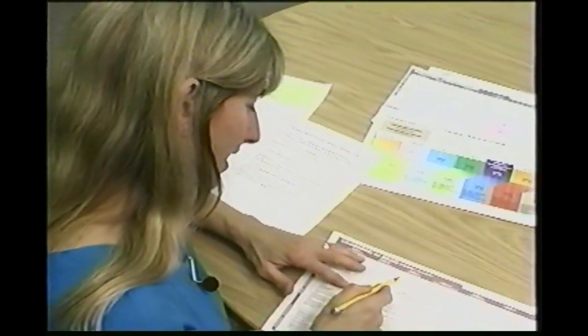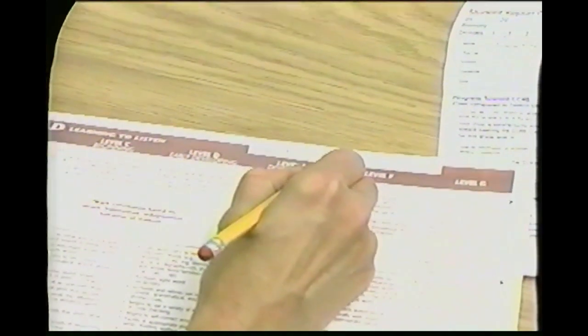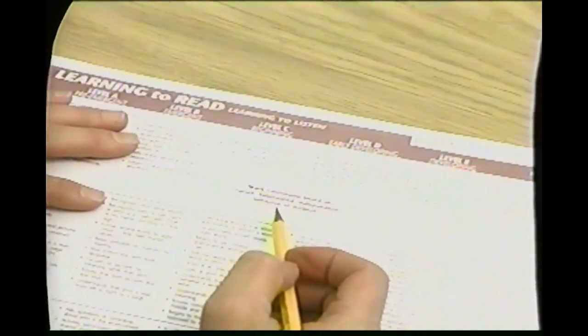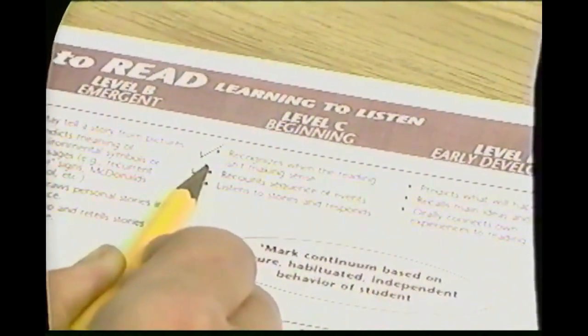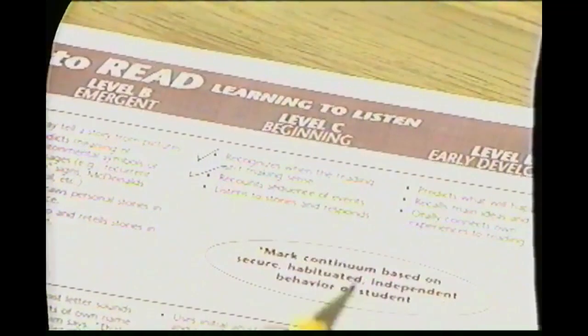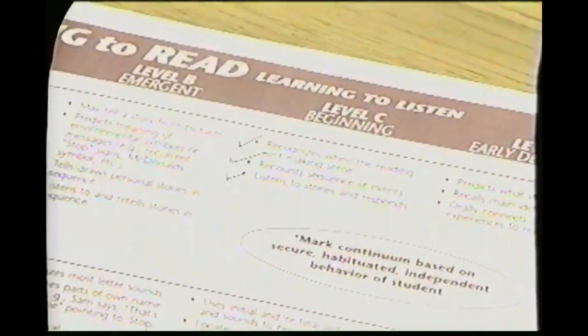under level C, I can say that Kirsten does recognize when the meaning isn't making sense. That's a habituated strategy for her. As I recall her strategies last fall, she could recount sequence of events in her reading, and she was able to listen to stories and respond.